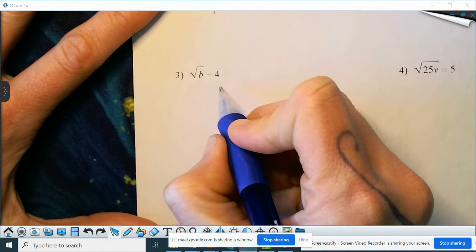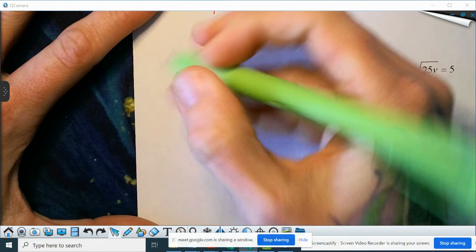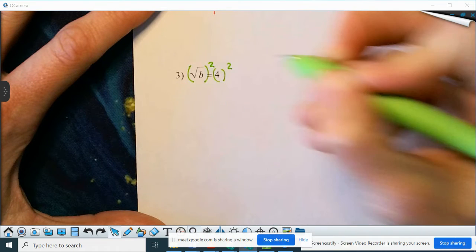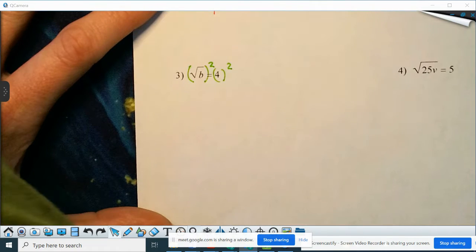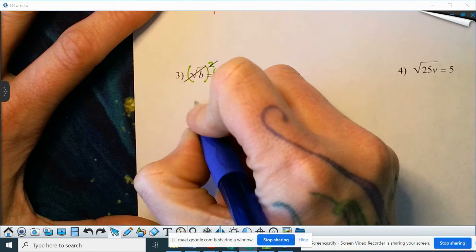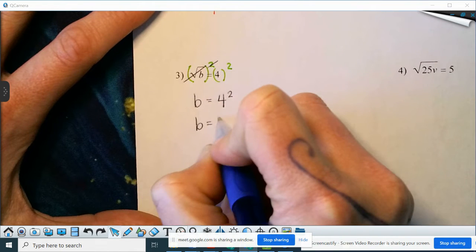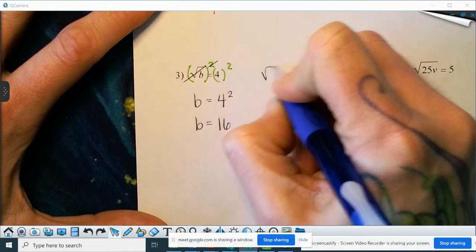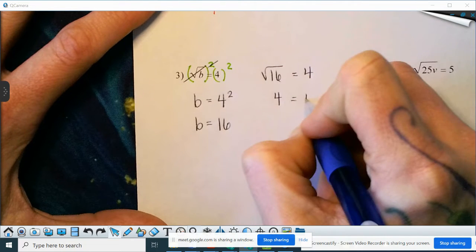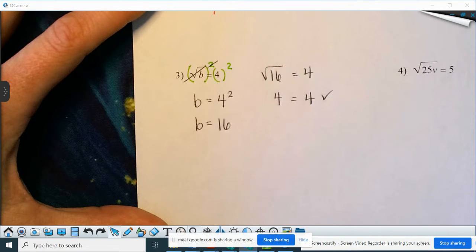This is even easier because there's nothing going on underneath that root bar, except we just need to get rid of the root bar. And anytime you square root something, you're going to square it. And by squaring it, that gets rid of the root bar and the 2 on the side where our variable is. So b is going to equal 4 squared. And 4 times 4 is 16. So the square root of 16, does it equal 4? Indeed, the square root of 16 is 4. So we did that one right as well.